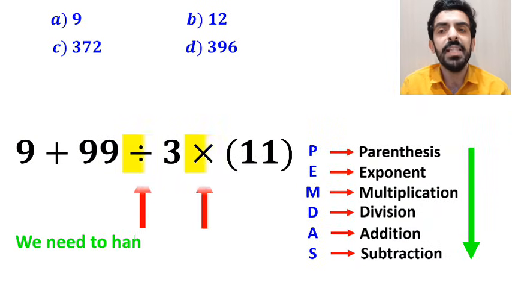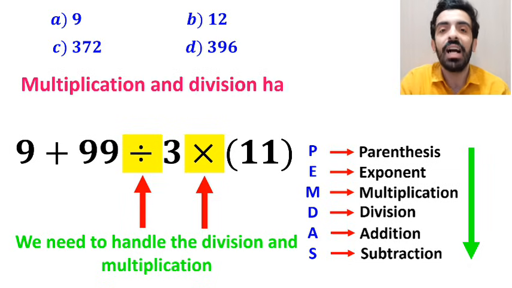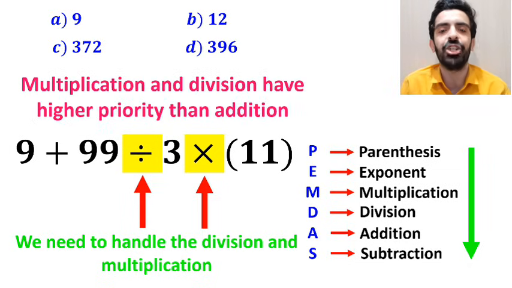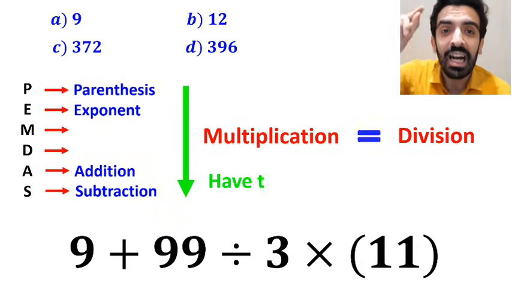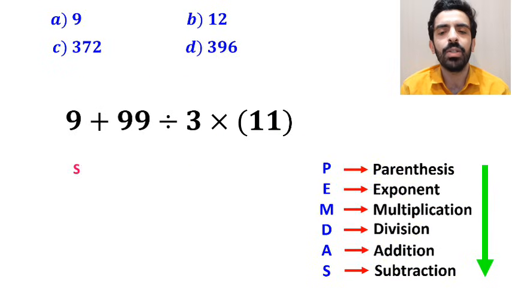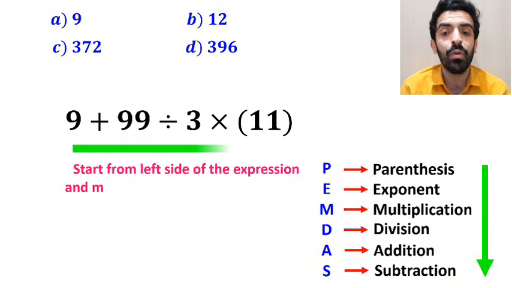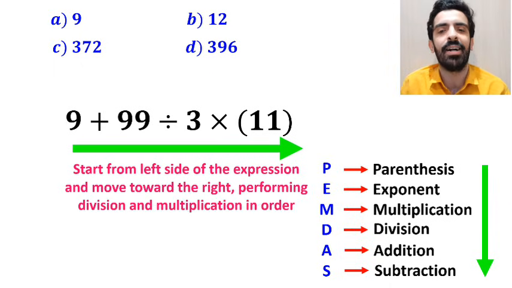In the next step, we need to handle the division and multiplication, because multiplication and division have a higher priority than addition. However, it's very important to note that in the PEMDAS rule, multiplication and division have the same level of priority. In this case, the best thing to do is to start from the left side of the expression and move toward the right, performing division and multiplication in order.